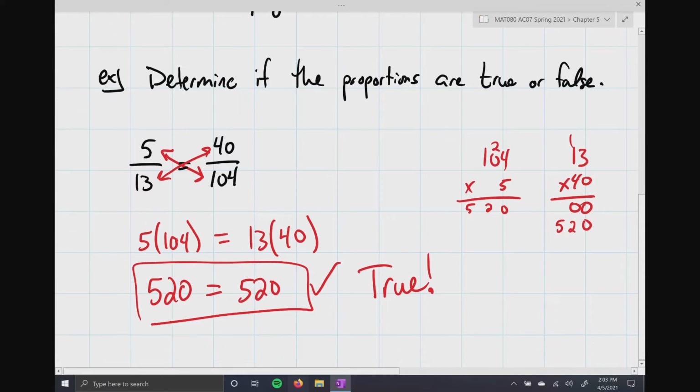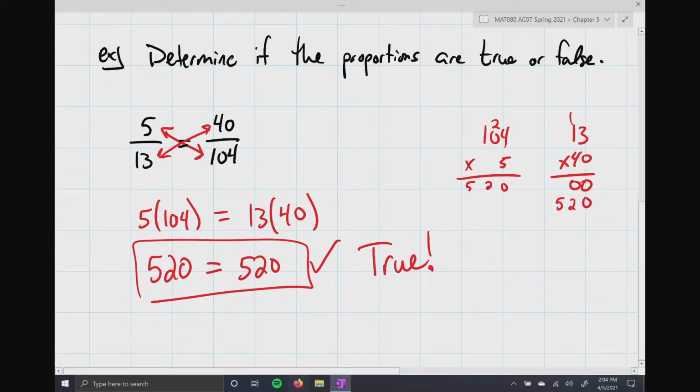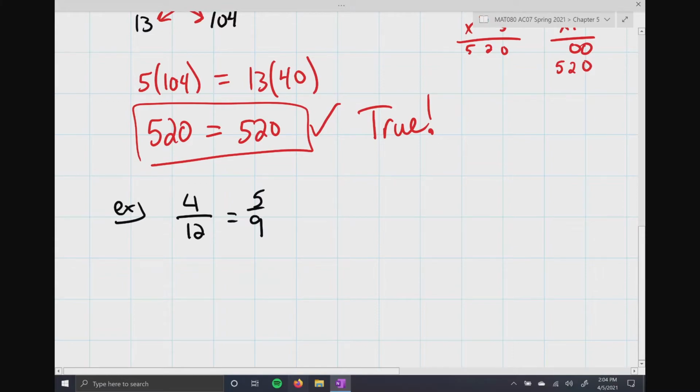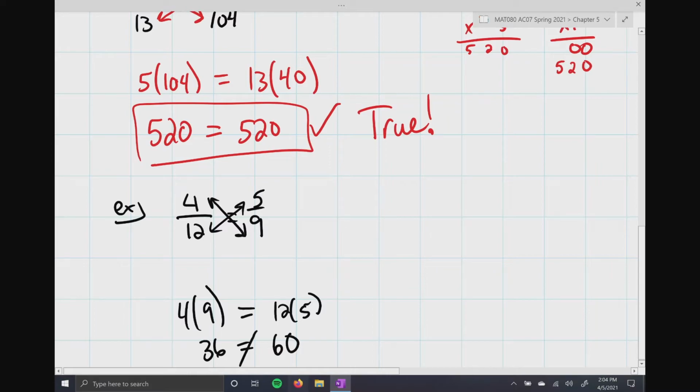All right, next one. How about this one? I gave you one that works. Let me give you one that fails. How about 4/12 equals 5/9? Well, like I said, all you would do is cross multiply. 4 times 9, 12 times 5. 4 times 9 is 36. 12 times 5 is 60. 36 does not equal 60. So you would just write false. Okay?